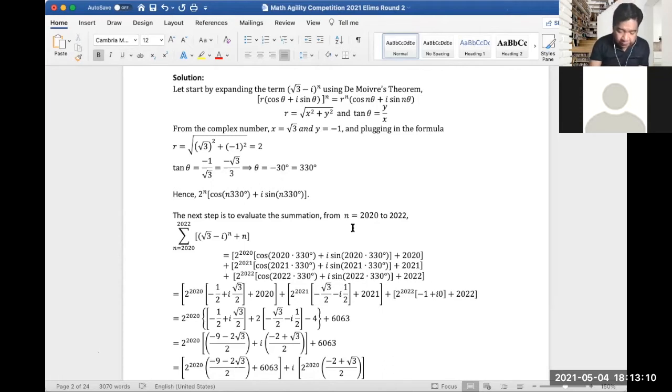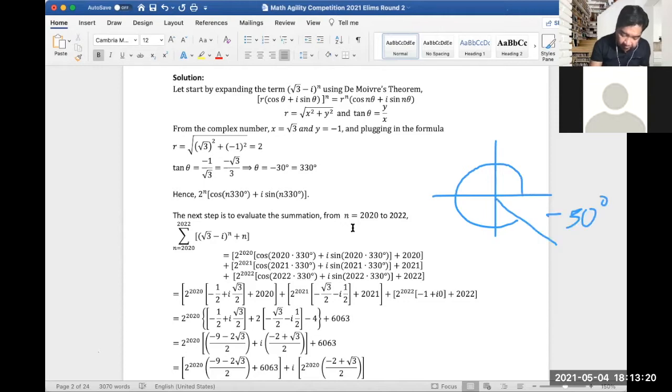So we have this, going counterclockwise, so this is your negative 30 here, right? 30 degrees. So this would mean this is 330 degrees positive, right? So hence we have 2 to the n quantity of cosine plus i sine n times 330 degrees, right?